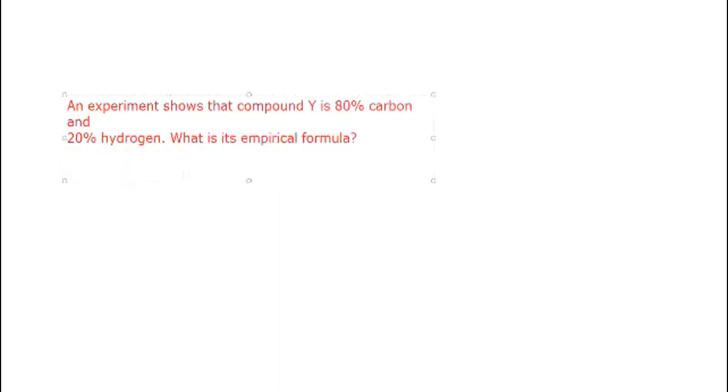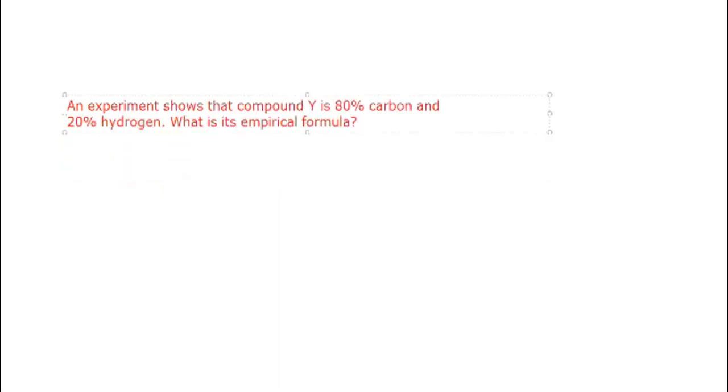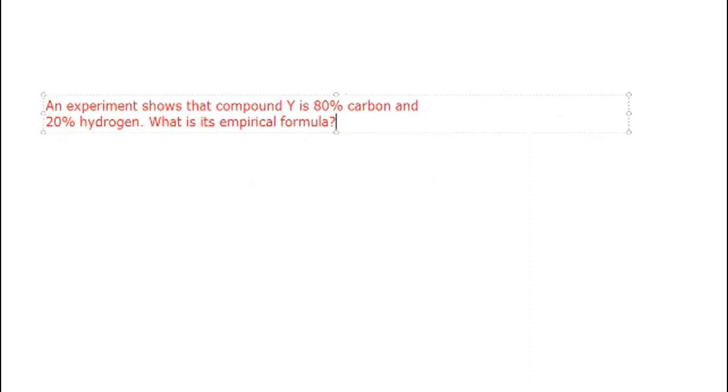Again, I'm moving towards my whiteboard, the example that has been mentioned here. Now beta, can any volunteer read out the example that I have mentioned? An experiment shows that the compound Y is 80% carbon and 20% hydrogen. What is its empirical formula? Okay, now what will I do? I will just follow the steps, and you will find out how you can find the empirical formula.